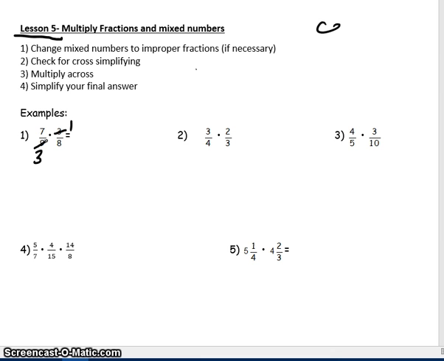Now we can multiply across. 7 times 1, 7. 3 times 8, and that gives us 24. Can we simplify? No, there's no number that goes into both of it, so there's our answer. We are done with it.